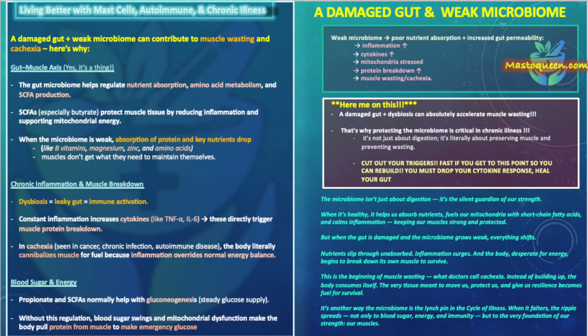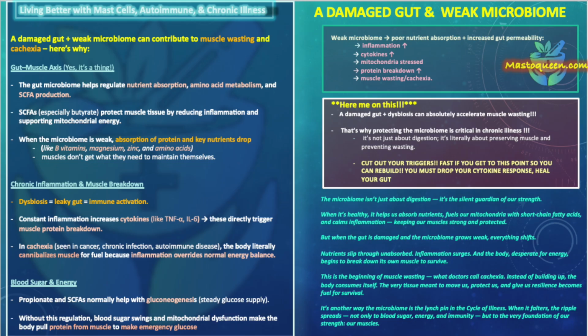So a weak microbiome will result in poor nutrient absorption and increased gut permeability. Your inflammation goes up, your cytokines go up, your mitochondria become stressed, your protein breakdown goes up, so it's cannibalizing you, and muscle wasting and cachexia wind up becoming the result. So if you all of a sudden start dropping a massive amount of weight out of the blue, and also atrophy, at first it looks like atrophy, but then it doesn't stop. That is cachexia. So hear me on this.